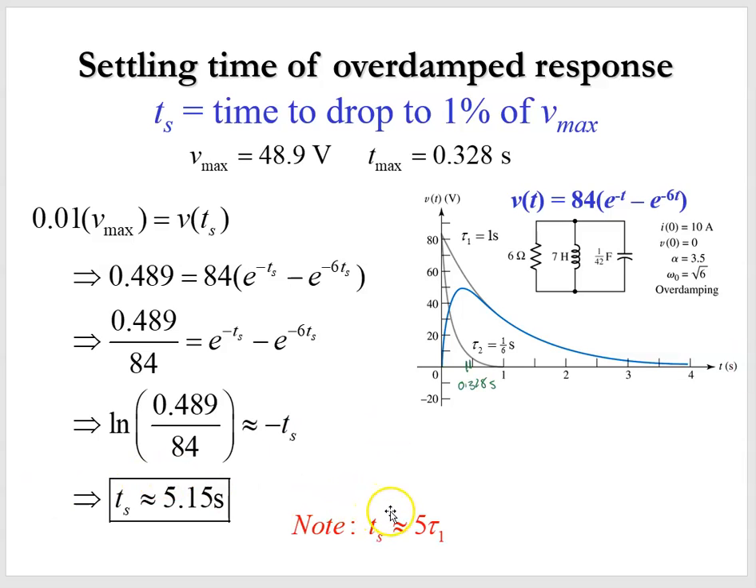Noting again that Ts is approximately equal to 5 tau 1, where tau 1 was equal to 1 second. It's a little bit greater than that because we were measuring from our time of 328 milliseconds to begin with. So that's how we can solve for an overdamped circuit: determine that it is overdamped, solve for the voltage equation, and then solve for the maximum voltage, the time for the maximum voltage, and the settling time.